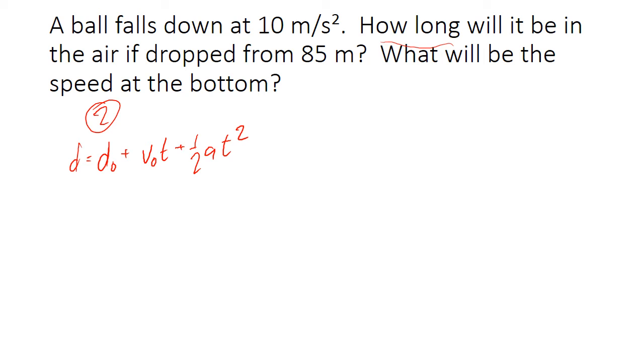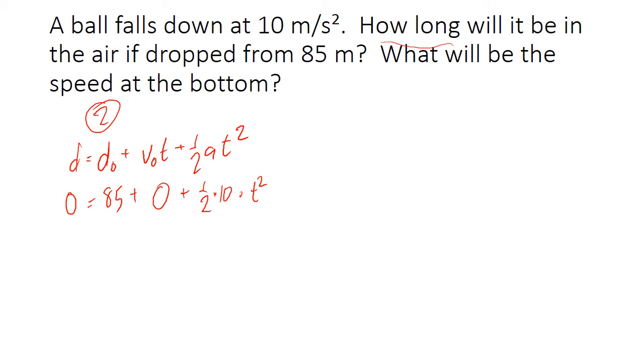So what's going to be our ending distance? Our ending distance is going to be 0 because we're going to hit the ground. Our initial distance is 85, plus our v0, it's just dropped, so it's going to be 0, dropped from rest, plus 1/2 a, which is 10, times t squared.